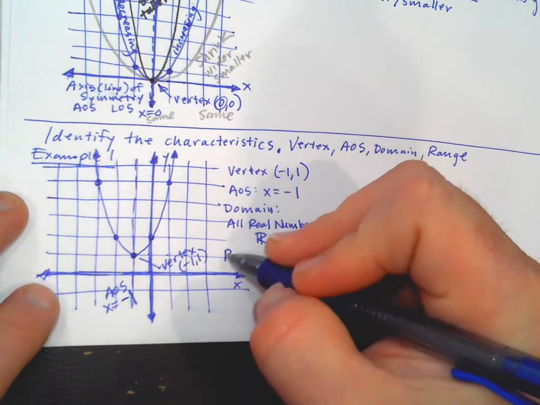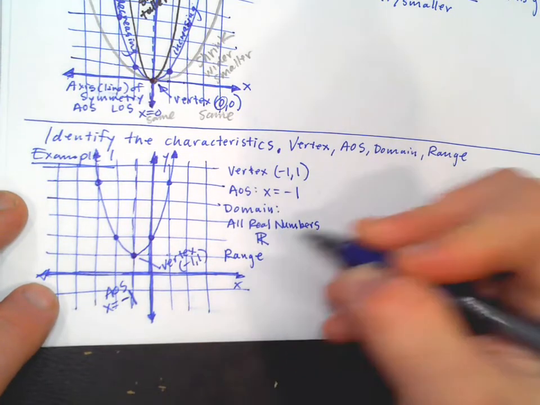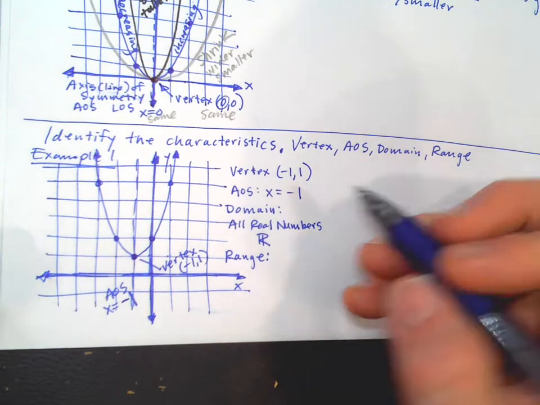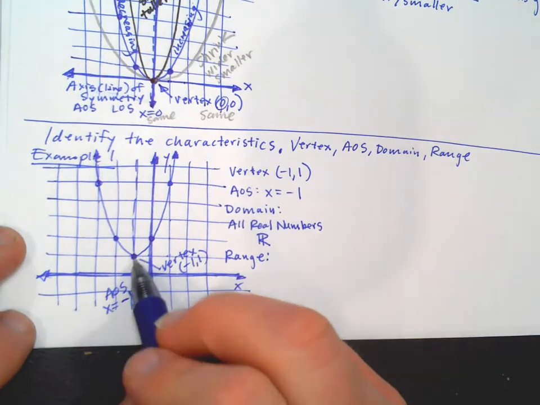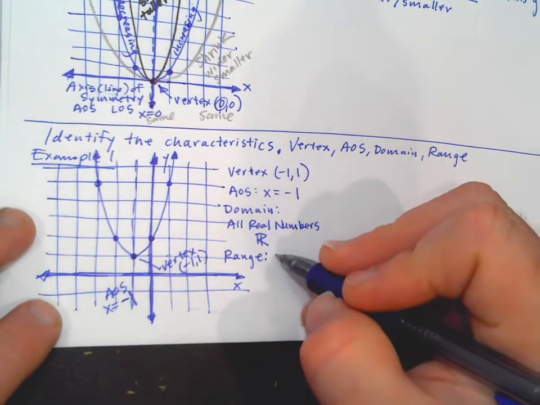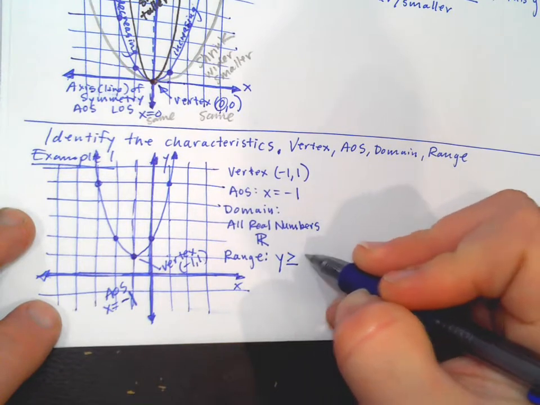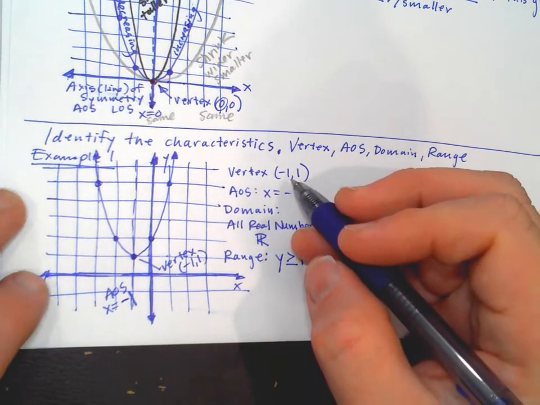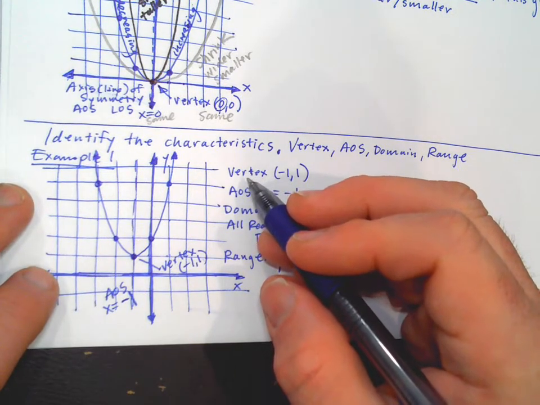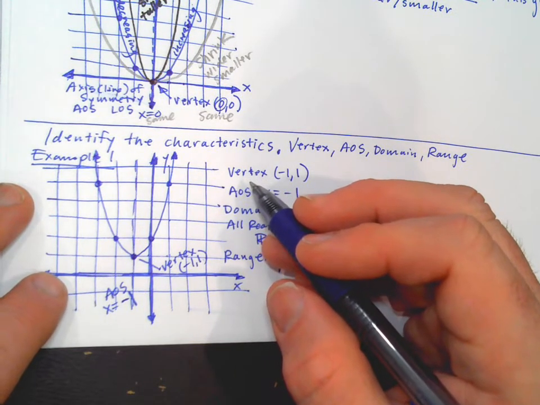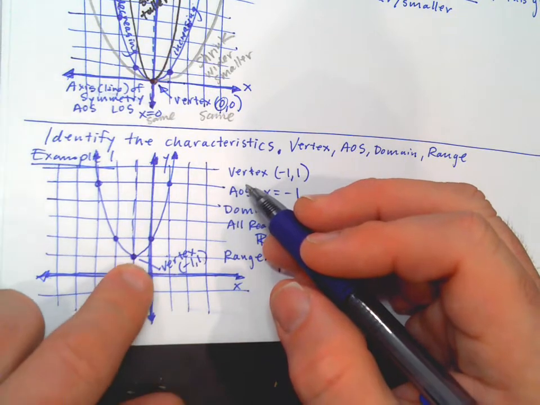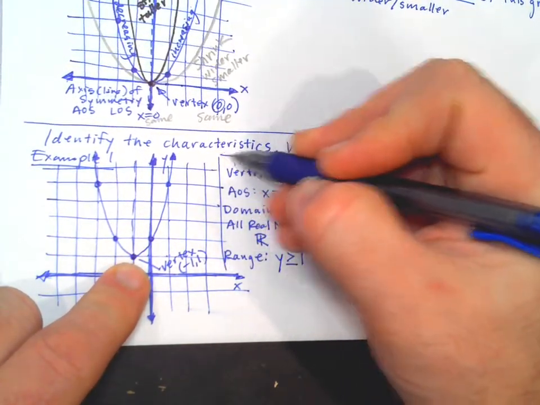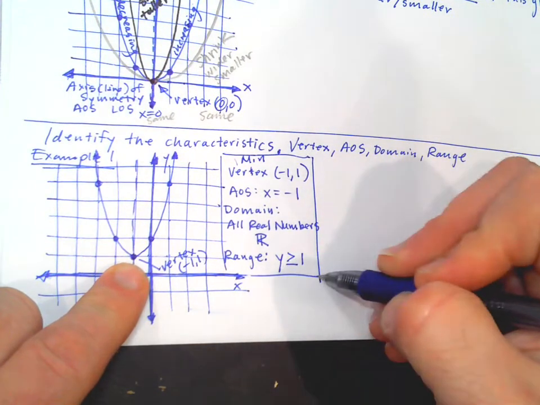The range is all the y values that could come out. Now, if you look right here, all the y values are above +1. So it's got to be y is greater than or equal to +1. That's the range. Now, the other thing I want you to identify is whether the vertex is a max or a min, a maximum or a minimum, the highest point or lowest point? And here, it's the lowest point. It's the minimum. So these are all your answers for this problem.